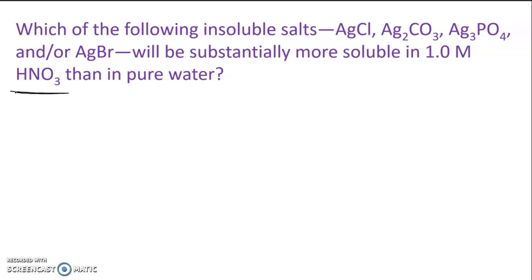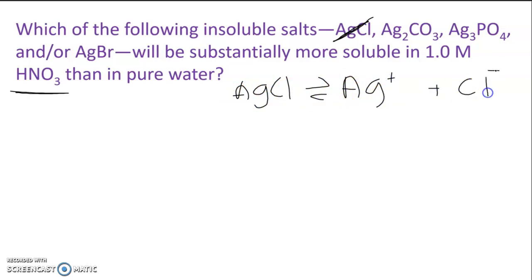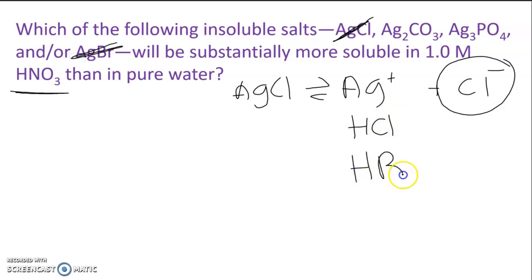Hopefully you said it will not be AgCl, because AgCl forms Ag plus and Cl minus. Cl minus is the base from HCl, which is strong. So not that one. It's also not going to be AgBr for the same reason. HBr is a strong acid.